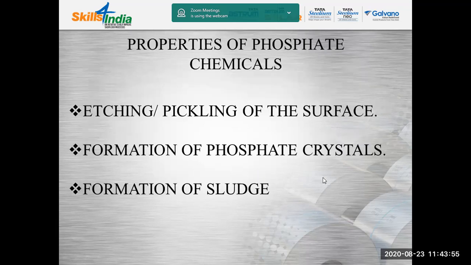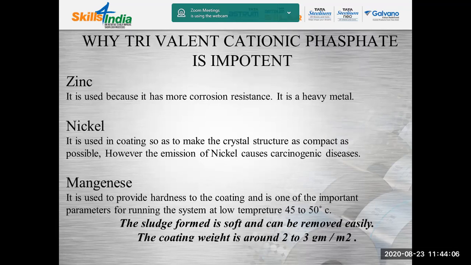Properties of phosphate chemicals: etching, pickling of the surface, formation of phosphate crystals, then formation of sludge. Why is trivalent cationic phosphate important? Zinc is used because it has more corrosion resistance. It is a heavy metal. Nickel is used in the coating so as to make the crystal structure as compact as possible. However, the emission of nickel causes carcinogenic disease.